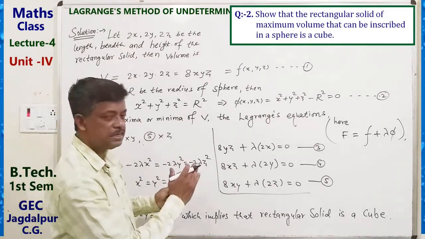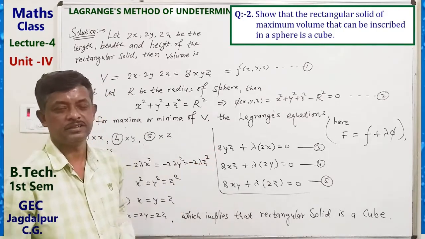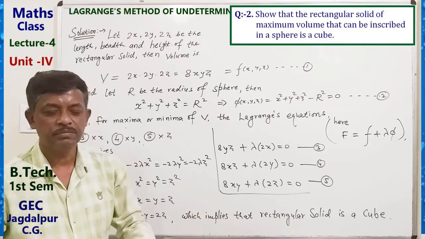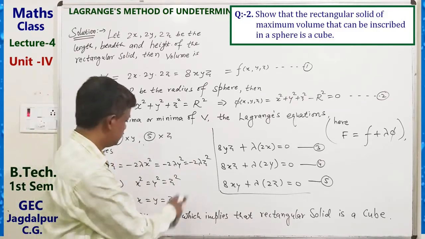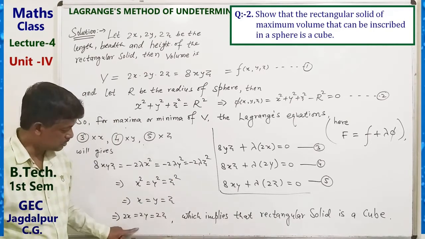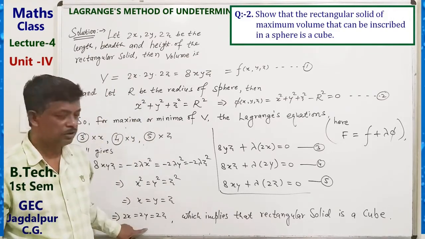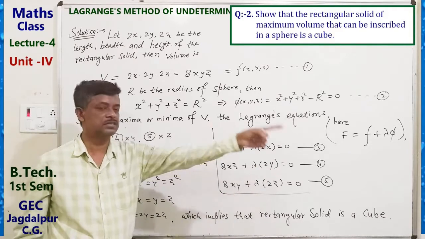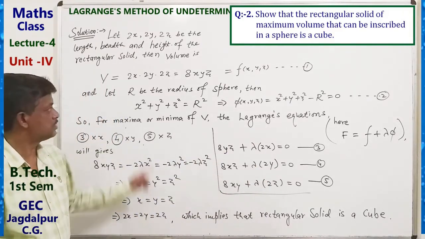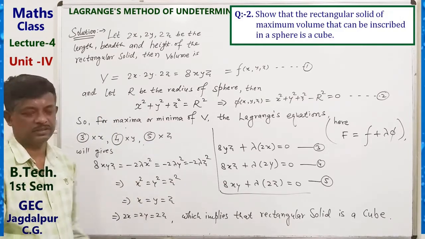And as z increases, the volume will increase. So the volume will be maximum in this situation. And in this situation the dimensions, that is length, breadth and height, are equal. So the rectangular solid is a cube. Three sides are equal, so cube. So this is using Lagrange's undetermined multiplier method.